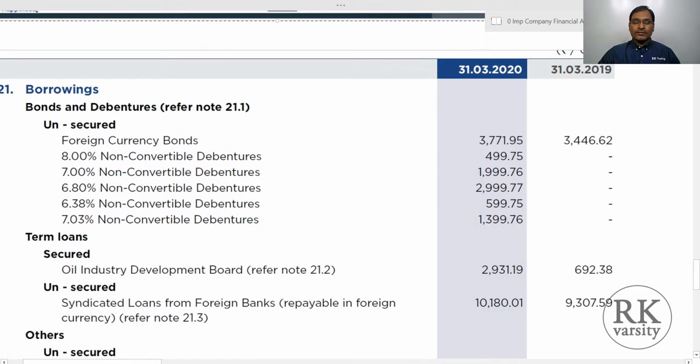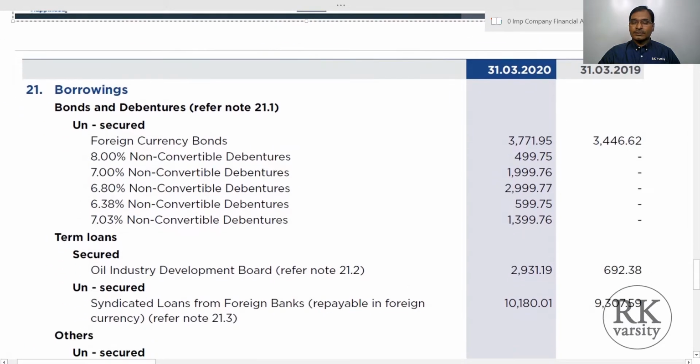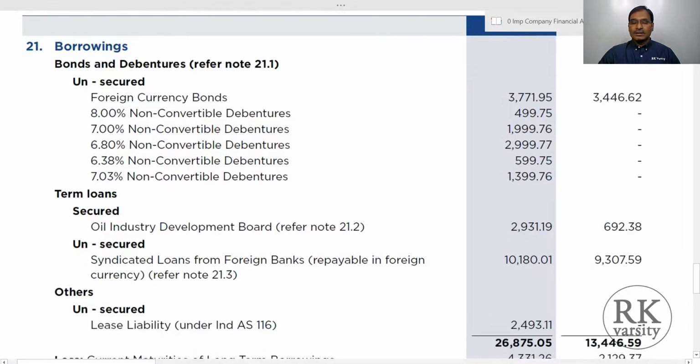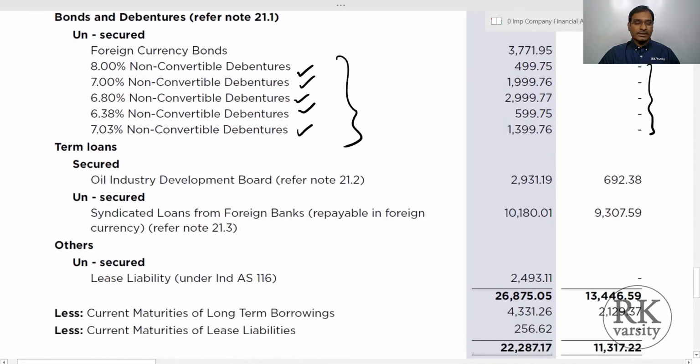Now during the financial year 2020, you can see that there is an increase in different kinds of bonds. One is the 8% debenture, 7% debenture, 6.8, 6.38, 7.2. All these are borrowings which have been made during the financial year 2020, because in 2019 there are no such borrowings. Similarly, the company also borrowed money from the Oil Industry Development Board. Earlier it was 600 crore. Now it is 2,900 crore, so near about 2,300 crore of debt is borrowed here.